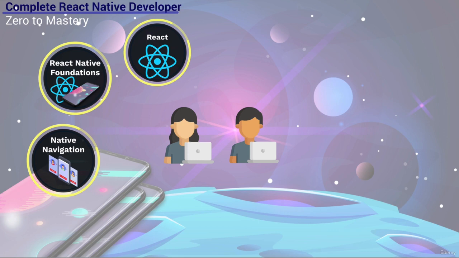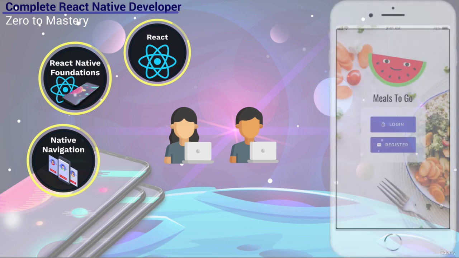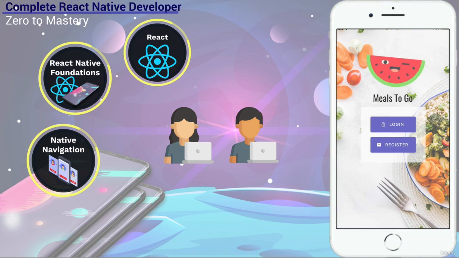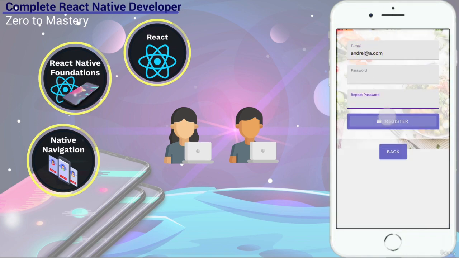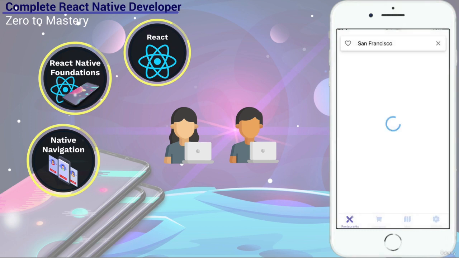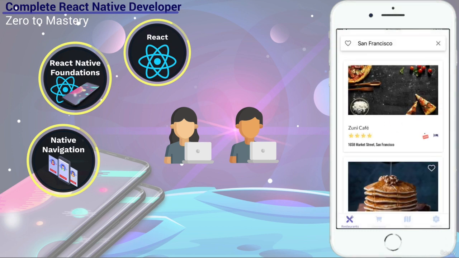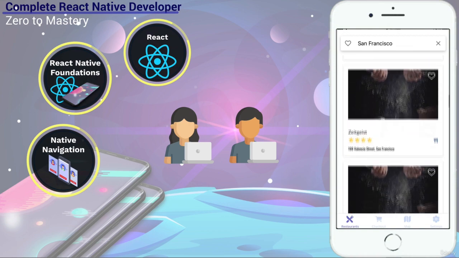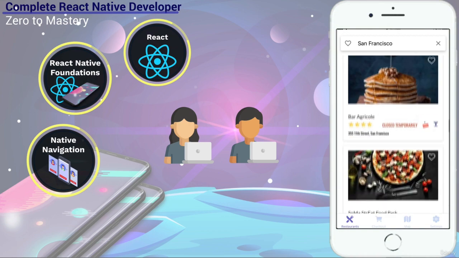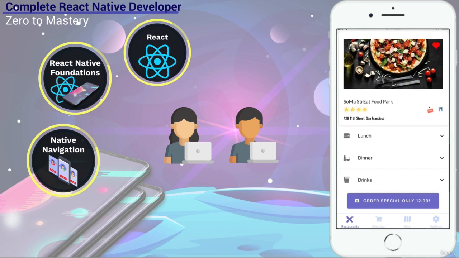That's right, this course is all about learning by doing. Once we have the basics, we're gonna start building our restaurant recommendation app called Meals to Go. Now you've already seen in the promo video what the app looks like. It looks really, really good, and we have a lot of features that we're gonna add. So as we learn about React Native, we're gonna build up this massive app that you'll be able to show off.